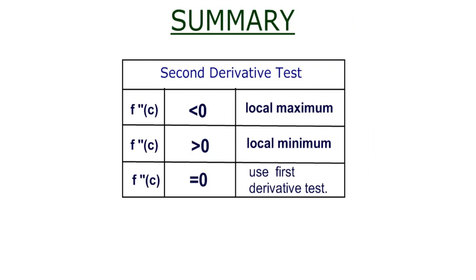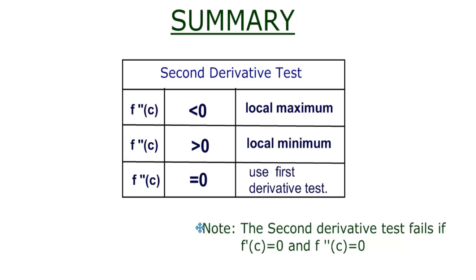Here is the summary of the second derivative test. We have seen that if f double dash c is less than 0, then the point is a local maximum point. If f double dash c is greater than 0, then the point will be a local minimum point. However, if f double dash c is equal to 0, we go back to the first derivative test.